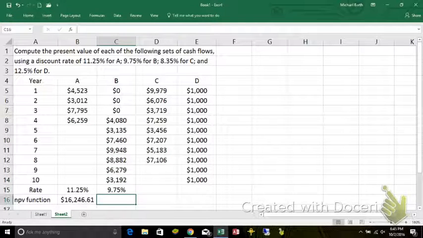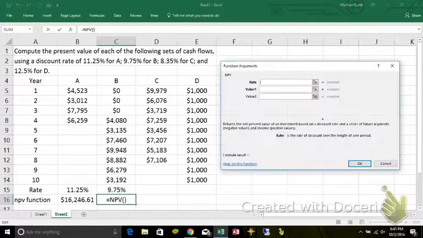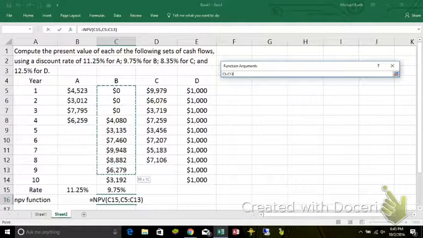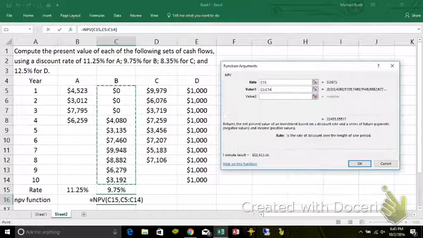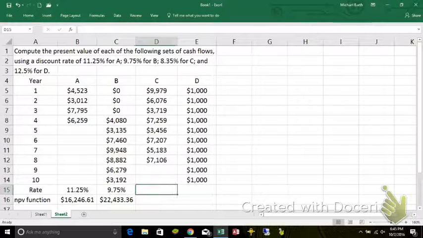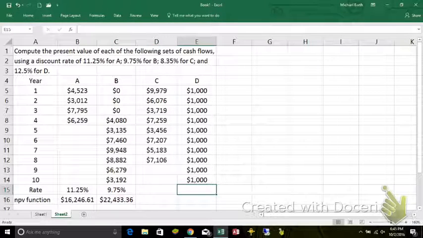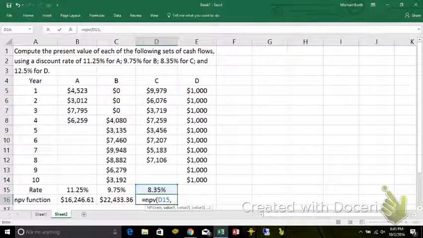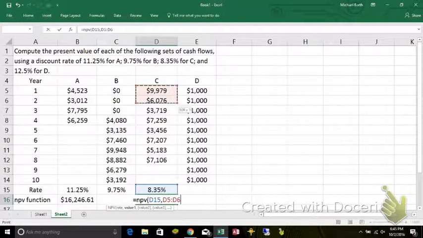All right, so use the same function, equals NPV, open parens, and it's rate, and then where it says value 1, value 2, value 3, just go in there and cover up all the cash flows, and it's really that simple. And C, we're using 8.35 as the discount rate. Interest rate, comma, then cover up the cash flows.